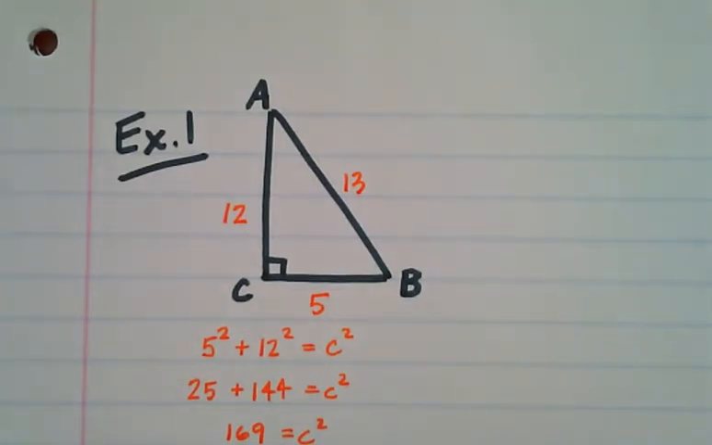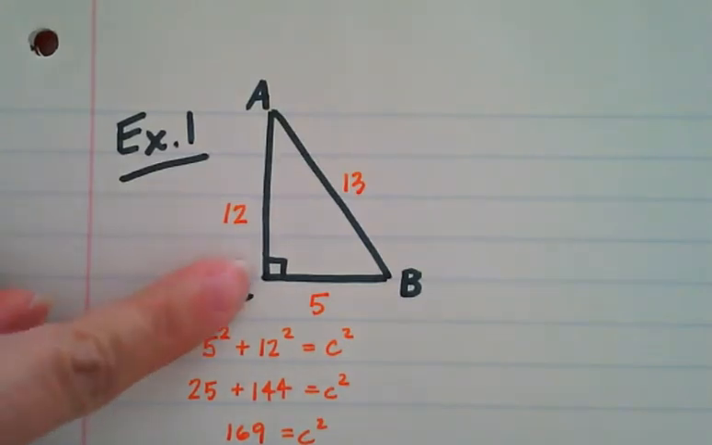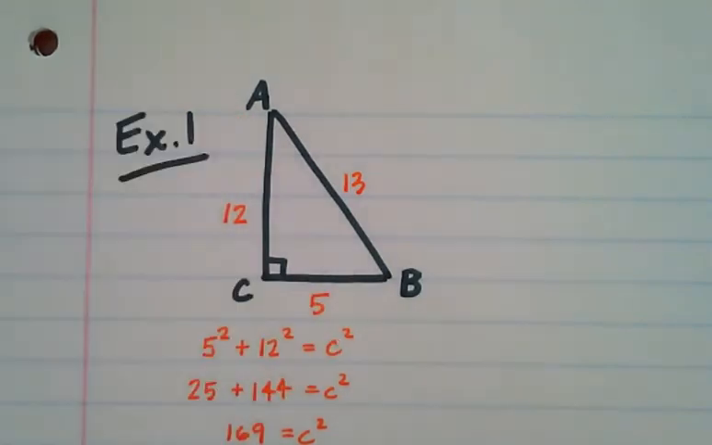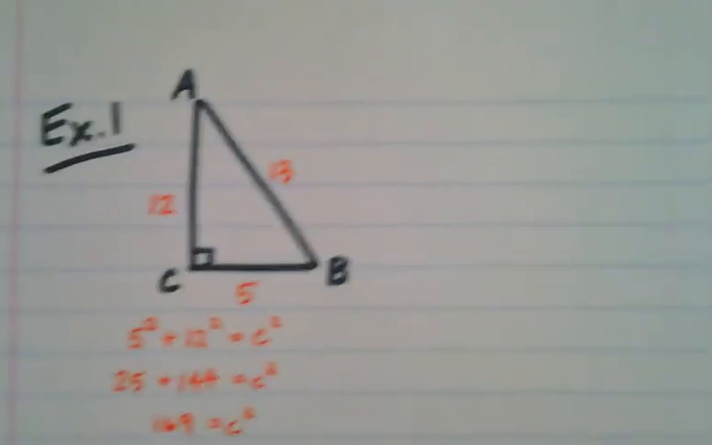But now I want to figure out what the angles are. And I know this angle right here is 90 degrees. And I know that the A and B angles added together would have to equal 90 degrees, but that doesn't help me out with what each one is. They don't have to be 30 and 60. They don't have to be 45 and 45. They could be 31 and 59. So this is where trig comes in.